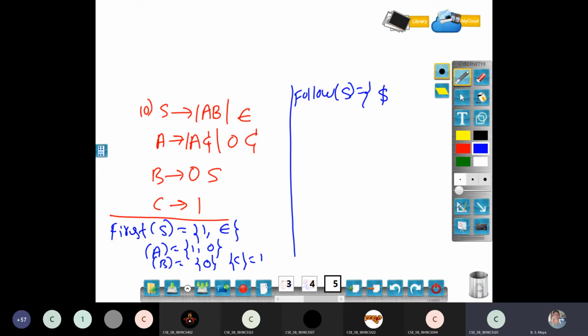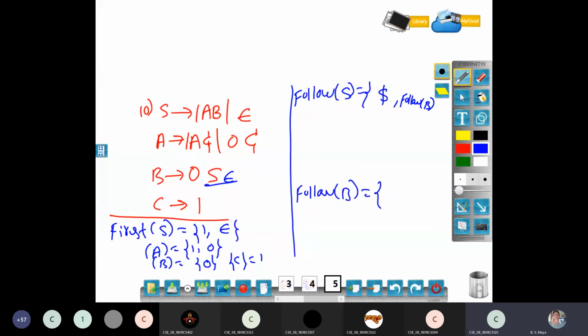Why should I check the problem? Don't you want full marks? No, ma'am. Check on the right side. In any production, you will get yes or no. Ma'am, in the third, B gives 0. B derives 0, yes. What is there in front? Epsilon, ma'am. Then what should I do? Follow of B. If you have doubt, you should add follow of B here. Find out follow of B now.